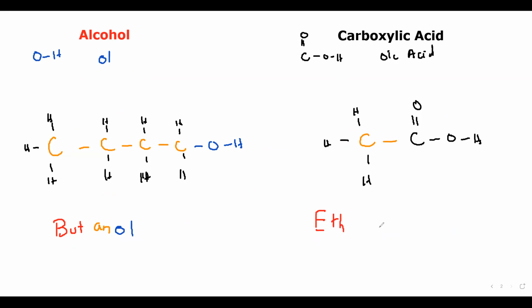They have a single bond between them, so it will be N. And because of this C double bonded with O and OH, it will become oic acid. So it becomes ethanoic acid. Eth means 2 carbon, N means they have a single bond, and oic acid representing that the group which is attached is C double bonded with O and OH. Is it clear, this example?